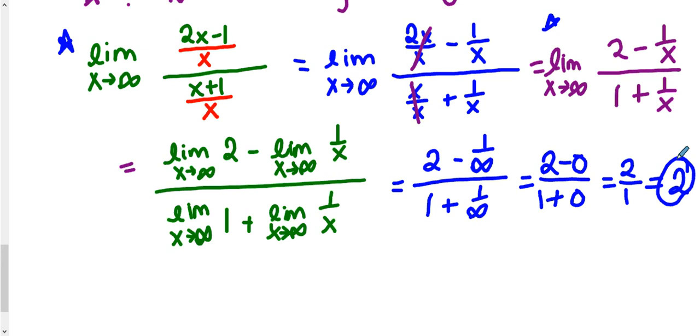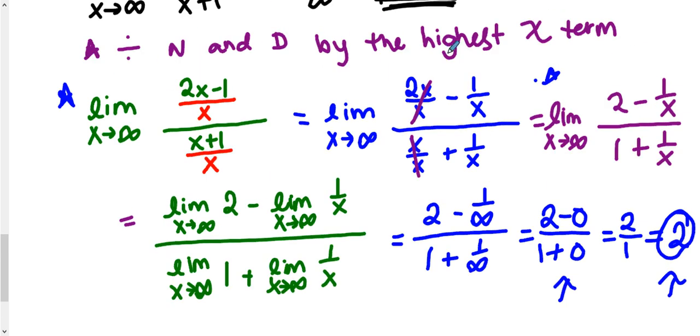So 2 is our answer. You could really skip to here if you wanted to and get your final answer as 2, okay? I wrote this out very long so that you could see every single step and see what we're doing. But you don't have to write every single step all the time. So use this idea: dividing the numerator and denominator by the highest x term.